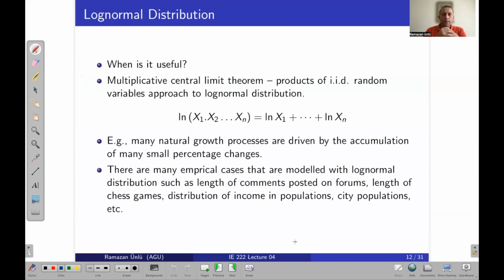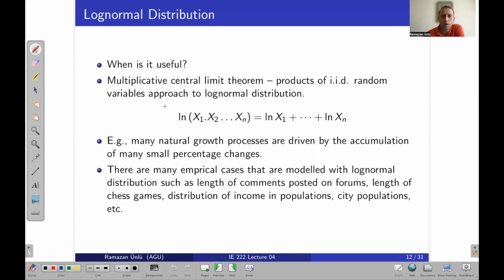So when is it useful? When is the log normal distribution useful? The multiplicative central limit theorem, which is the products of independent identically distributed random variables approach to the log normal distribution. So if this is the case, the log normal distribution can be used.